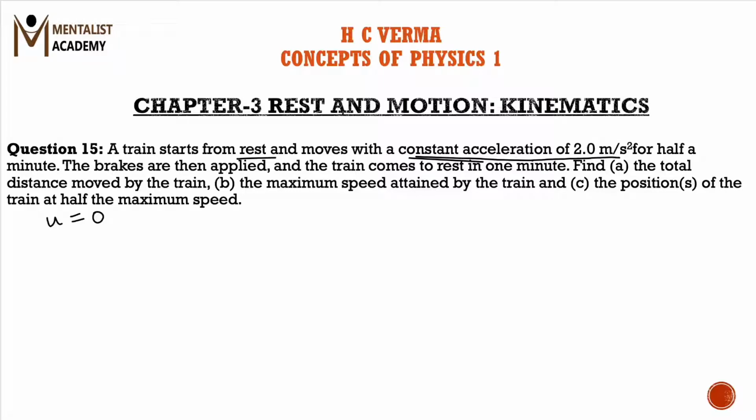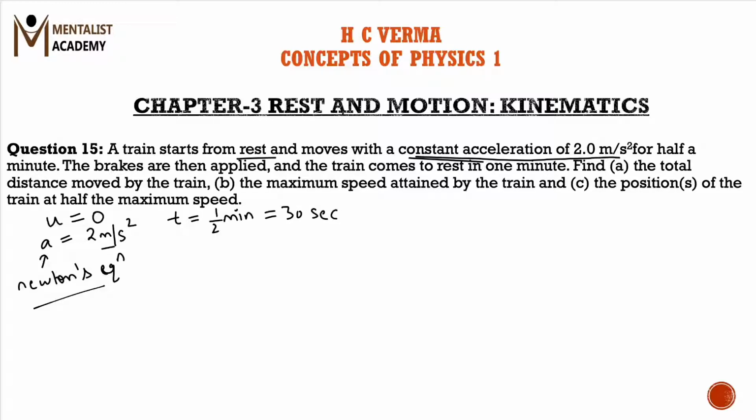The acceleration is constant, that is 2 meter per second square. As the acceleration is constant, therefore we can apply the Newton's equation in this question. For half a minute, the train is moving at this acceleration. So time given is half minutes, or you can say 30 seconds.